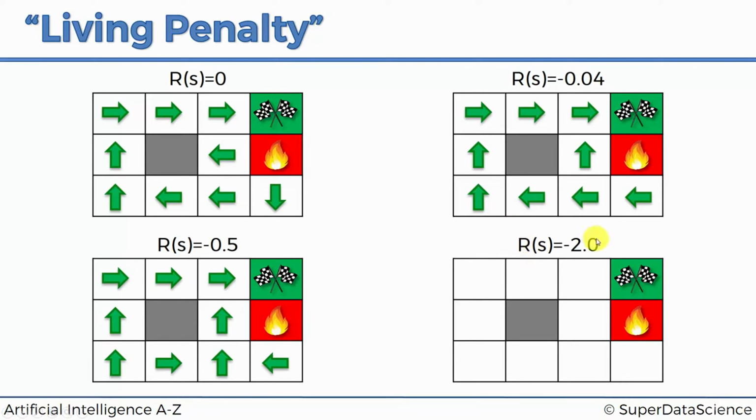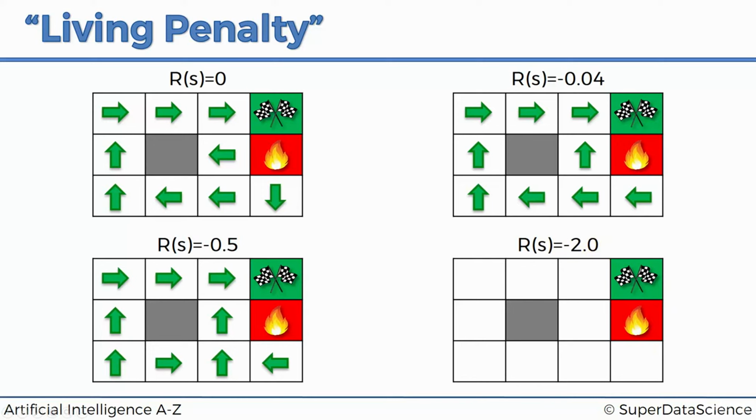And finally, we're getting to the example with the living penalty of minus 2.0. So here, I will encourage you to pause the video now that you've seen how the policy has changed as we increase the living penalty. I encourage you to pause the video and to think for yourself, what will happen in this scenario? What do you think the optimal policy will be, given that the living penalty is so high? So I'll let you pause the video if you'd like to. And now I'm going to jump into showing you the solution.